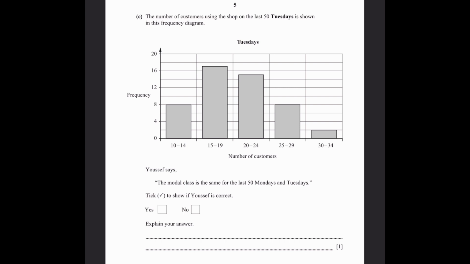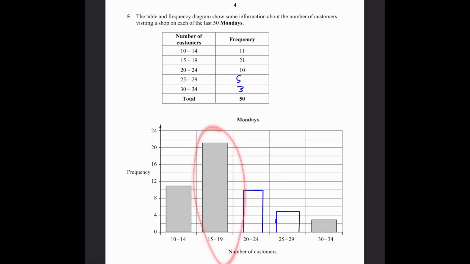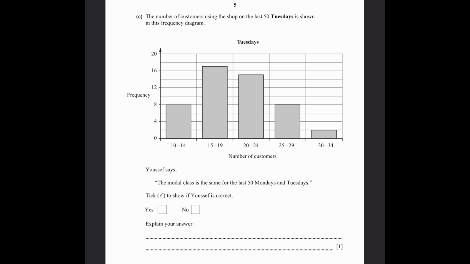The number of customers using the shop on the last 50 Tuesdays is shown in the frequency diagram here. Yusuf says the modal class is the same for the last 50 Mondays and Tuesdays. Show if Yusuf is correct, explain the answer. So over here for Tuesdays, the modal class is 15 to 19 since it has the highest frequency. For Mondays, it's also 15 to 19 that has the highest frequency. So Yusuf is correct, since the modal class is 15 to 19 customers for both days.